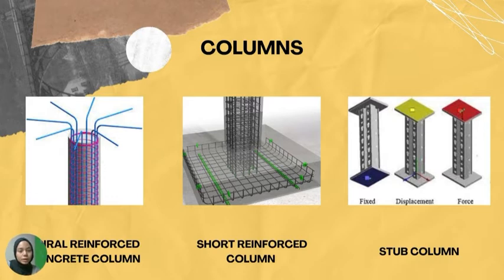Secondly is a short reinforced column. This column has a slenderness ratio of less than 12 inches and they contain steel bars. Short reinforced columns have some flexibility and the loads they support vary and depend on factors like their strength. Next is top column. This column rests on slab rather than foundation footing to provide additional support.